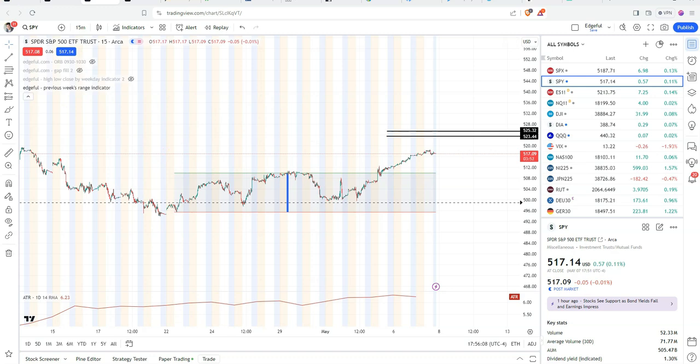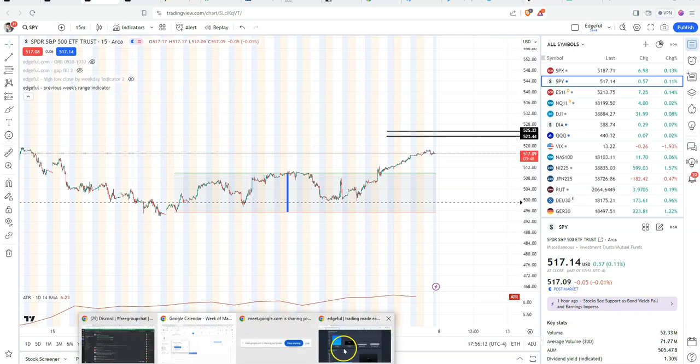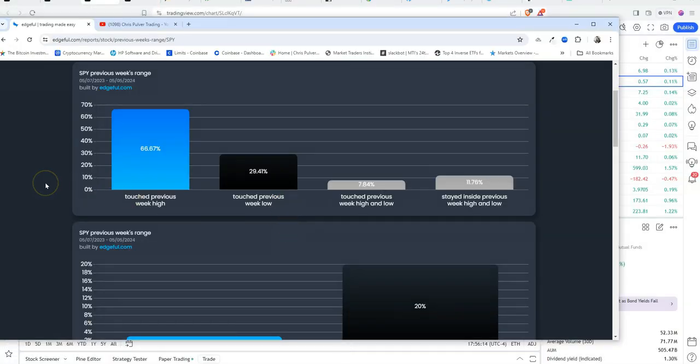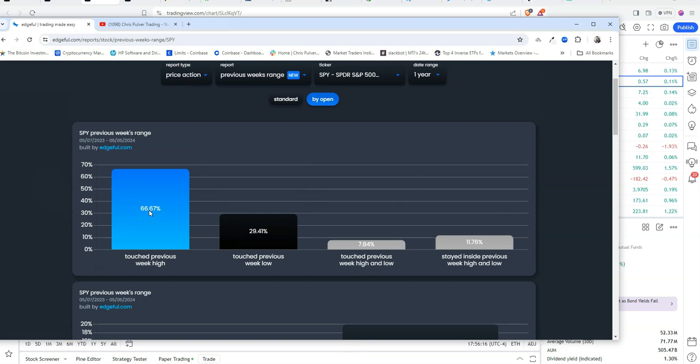All right. So just switch back to Edgeful quickly. Yep. And here on the left side, you can see that we've touched the previous week's high almost 67% of the time. We have touched the previous week's low just around 30% of the time. Interesting. That right there is a good spot too, man. It's like just sell at the week's low for another week out. Exactly.